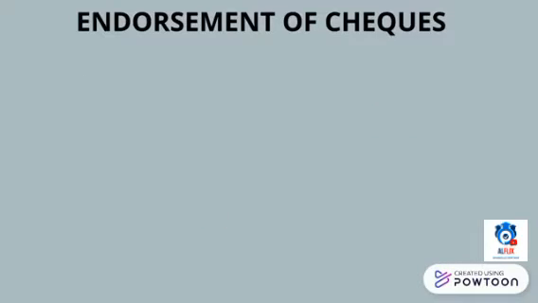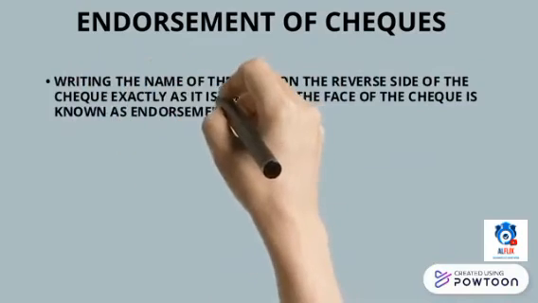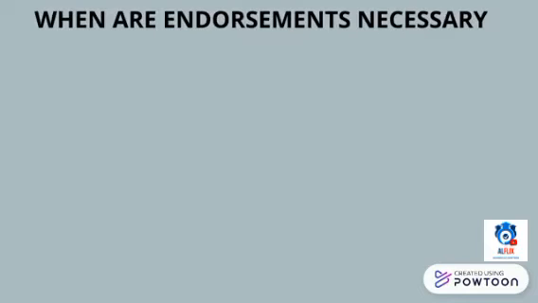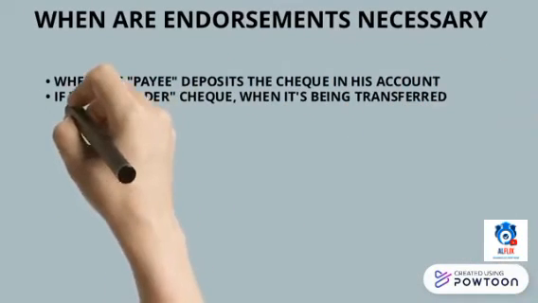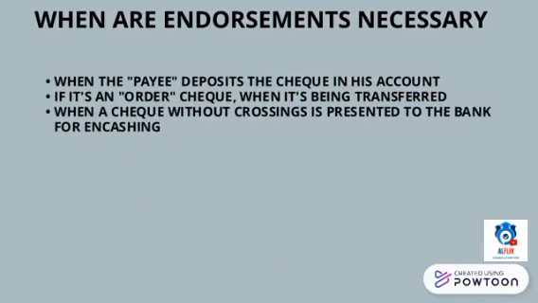Endorsement of checks. Writing the name of the payee on the reverse side of the check exactly as it is stated on the face of the check is known as endorsement. So, any person in whose name the check is drawn must write his name on the back of the check when it is being transferred. This endorsement confirms that the transfer is legitimate. When are endorsements necessary? When the payee deposits the check in his account. If it's an order check, when it's being transferred. When a check without crossings is presented to the bank for encashing.